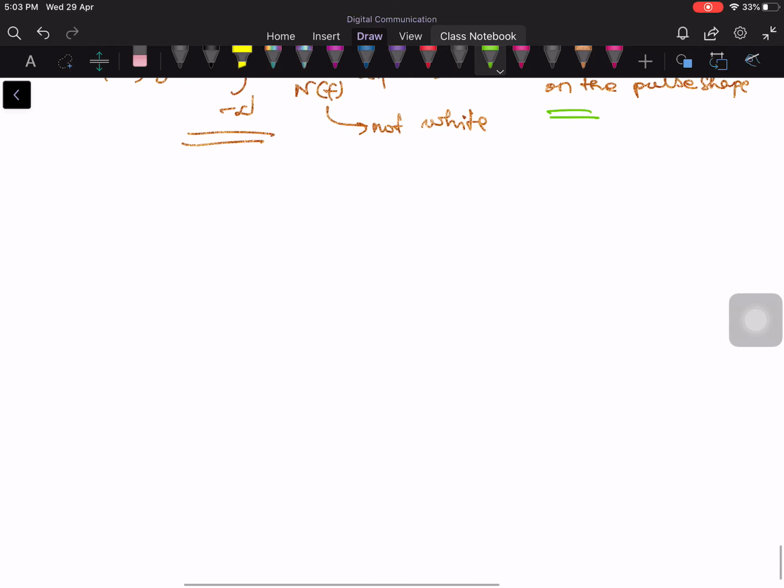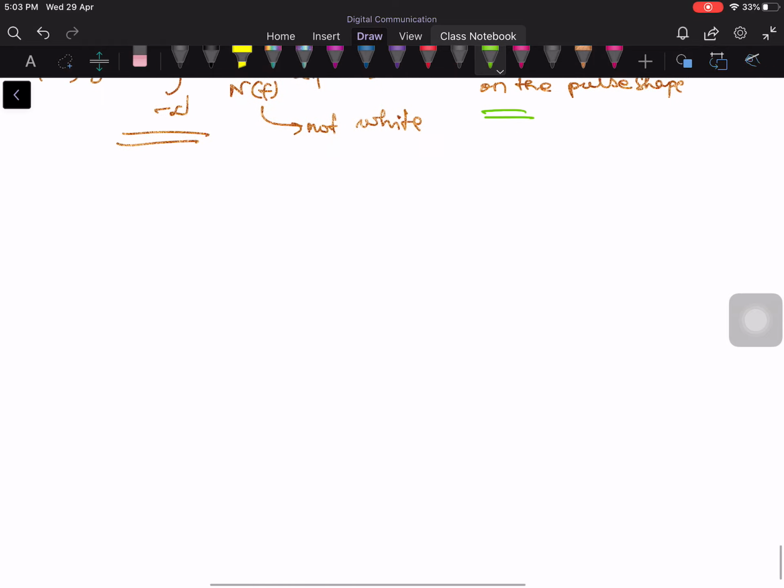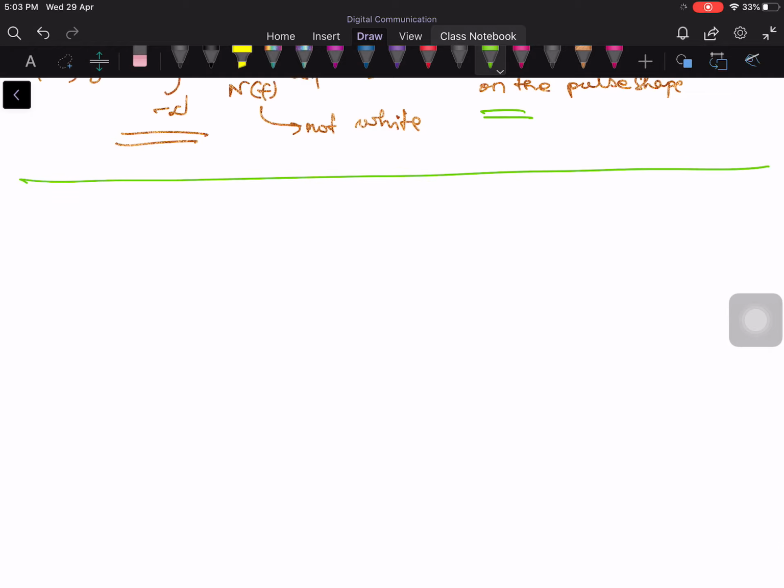And then let us discuss this matched filter transfer function in the time domain.